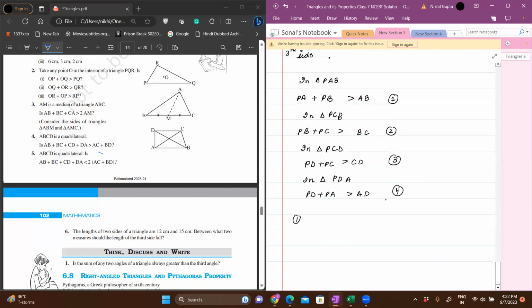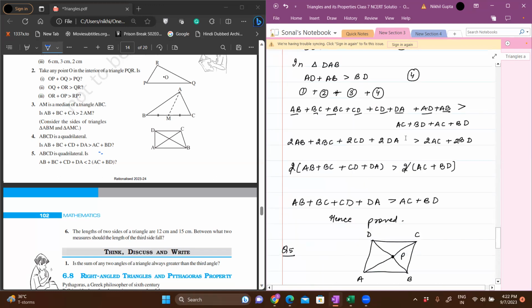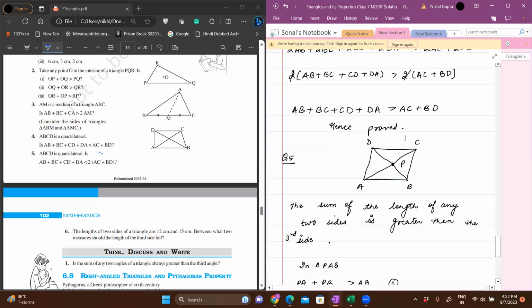Now just quickly add up all the 4, 1 plus 2 plus 3 plus 4. So PA plus PB plus PB plus PC plus PC plus PD plus PD plus PA is greater than AB plus BC plus CD plus AD. Now if you just join PA and PC, that becomes AC. And PB and PD becomes BD.